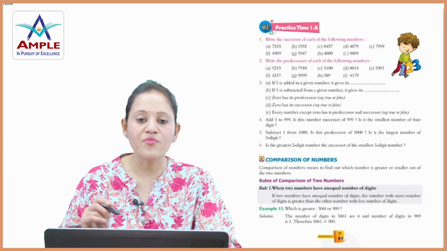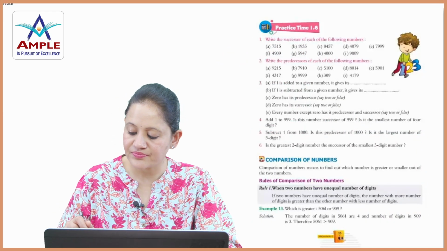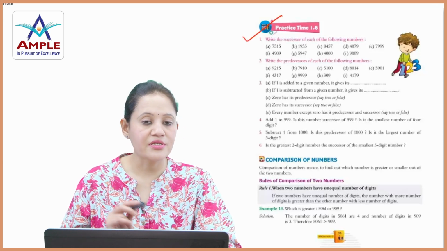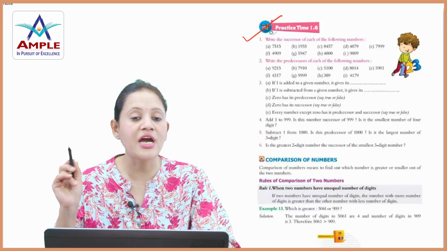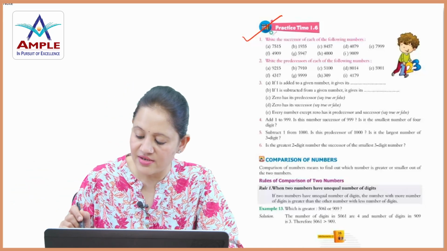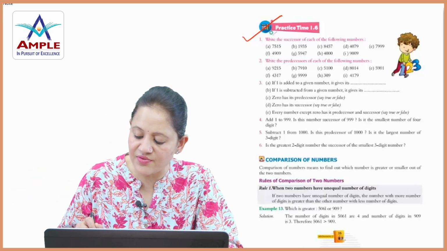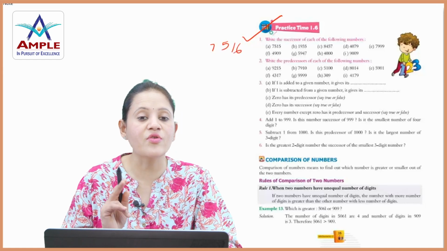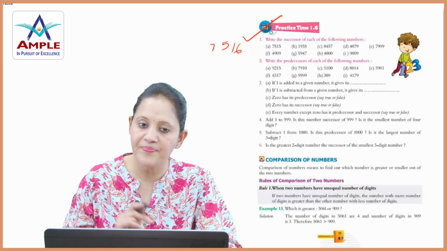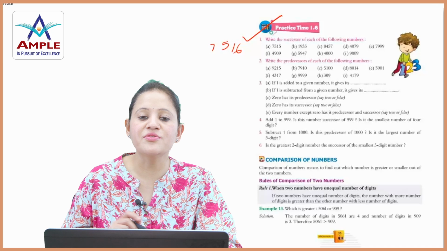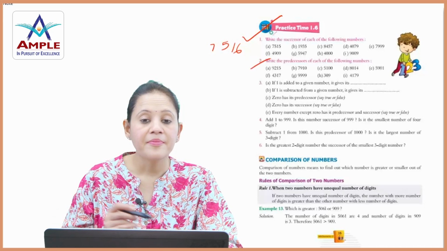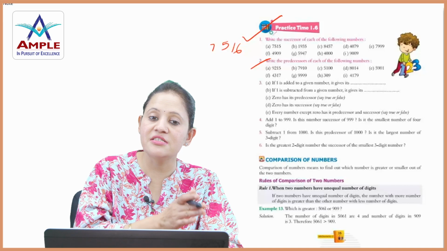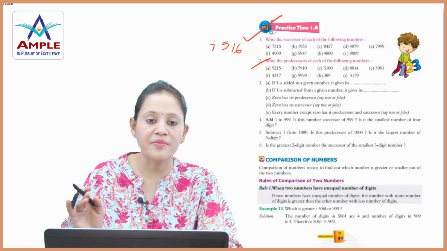Next, practice time 1.6. Write the successor of each of the following numbers. Successor means we have to add 1, and we will get the next number. So the successor will be 7516. That will be the successor of 7515. Clear? Next, write the predecessor of each of the following numbers. It means we have to subtract 1, or write the number that comes just before the given number.